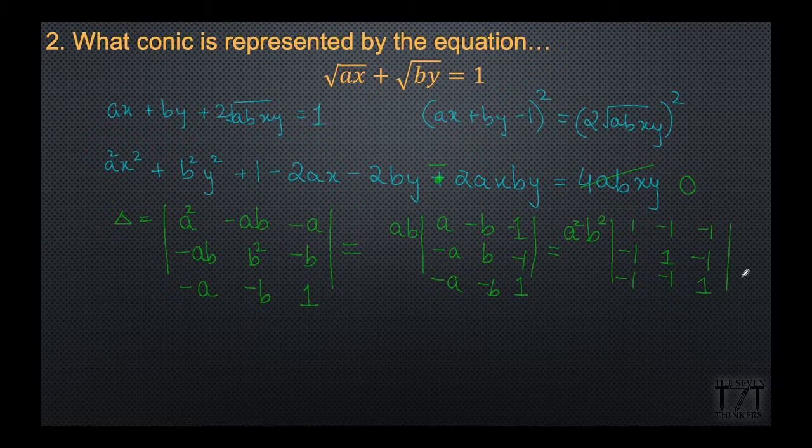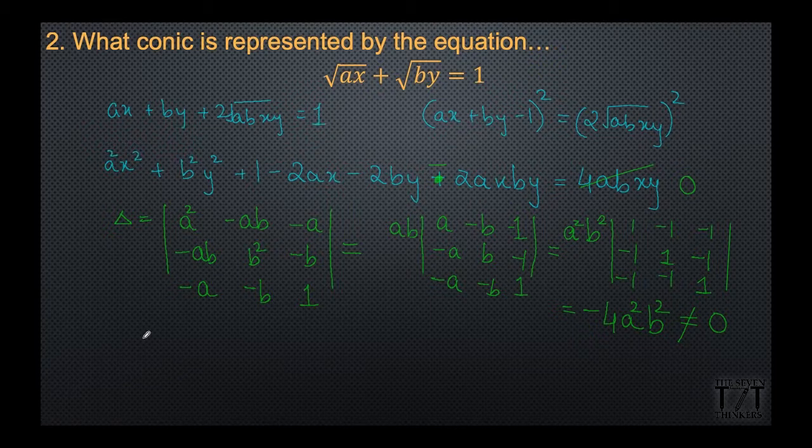And by solving this discriminant, we get the value of the discriminant as minus 4 multiplied by a square into b square. And this discriminant is not equal to 0. Hence, this is a non-degenerate conic. So, with the value of AB minus h square, we can identify which conic this is.